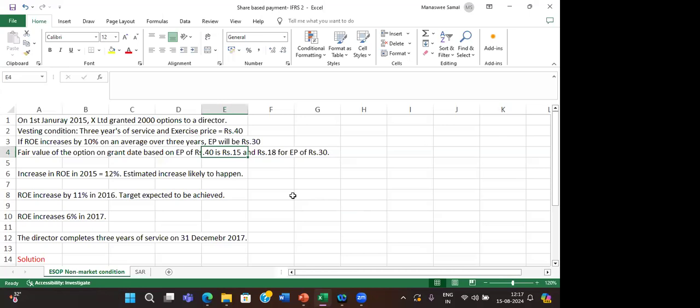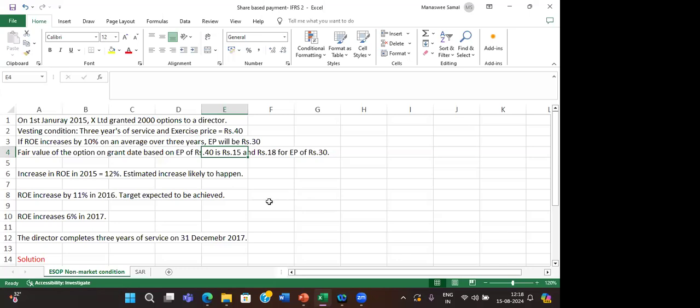So your target is still achievable. That's what you thought. But for some reason in the market, something happened, and in 2017 the ROE just increases by 6%. So 12 plus 11, I believe 23, plus 6 is 29. So the average increase of 10% is not there. So we missed the target, right? And it's a non-market target, because ROE has got nothing to do with the market price of the share. Therefore, you put it as a non-market target.